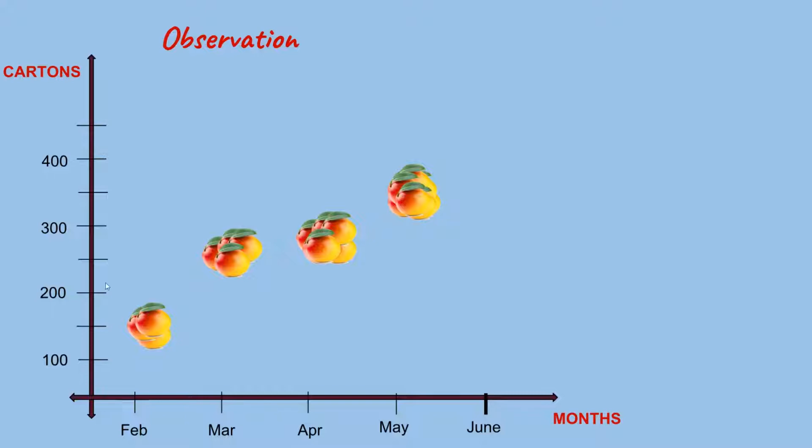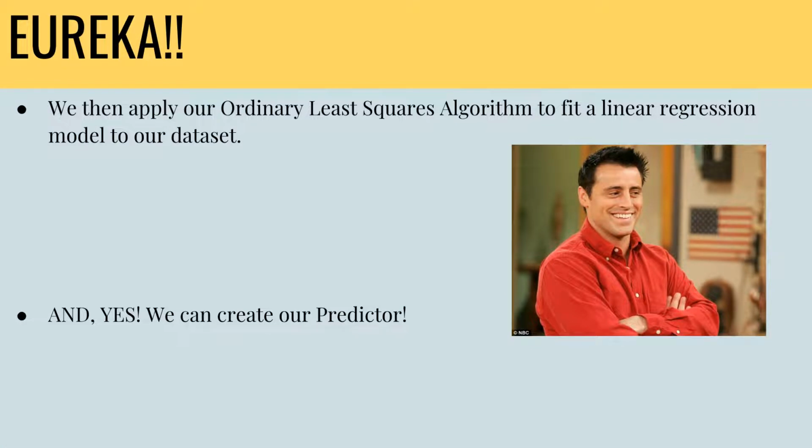So we first observe linearity, and yes, we can see that there is a great linearity in the model in our data set. And so we can now create our predictor and move ahead with OLS. And oh, I can already imagine Joey's happy face when I help him, and I can just feel it. He's going to be so happy.